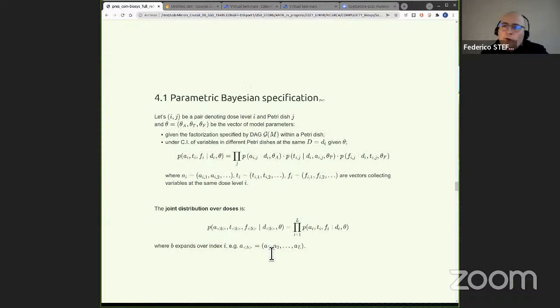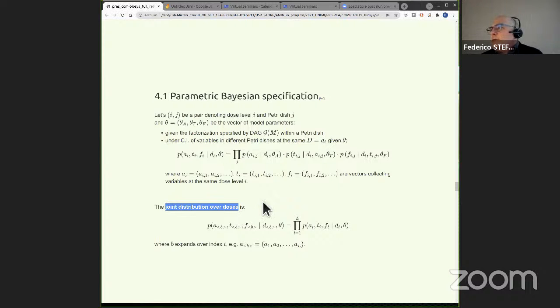Okay, and so we are ready for presenting our parametric Bayesian specification of this model. I stands for dose level D_i, J for Petri dish J, theta is a vector of model parameters. Given the factorization specified by the DAG and assuming the conditional independence relationship among variables in different Petri dishes at the same dose level, but also at different dose levels, we can factorize the joint distribution as expressed here. And finally, we are able to describe all the observables by means of statistical distributions, as I said before.